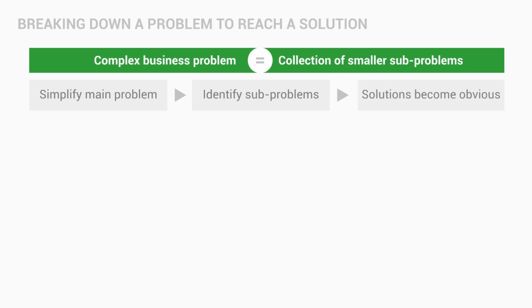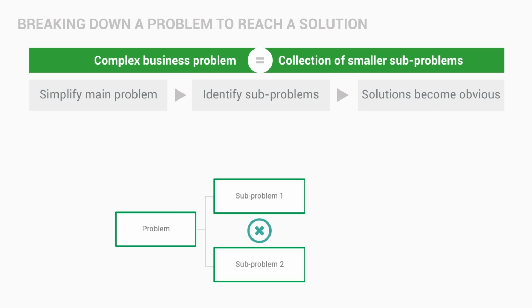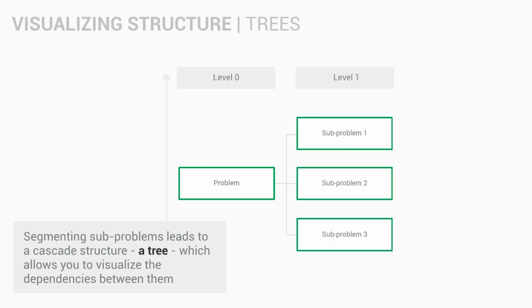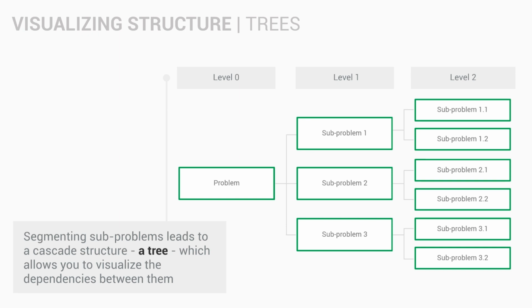It is very useful to represent the structure graphically, as shown here. It is usually easy to visualize the structure as a tree. Segmenting subproblems leads to a cascade structure or a tree, which allows you to visualize the dependencies between those subproblems. At the core, or level 0, is the main problem that you are trying to solve. At the first level are key issues, or subproblems, which the main problem is a function of. Beyond this, you should further break down each node of this level into smaller subproblems.